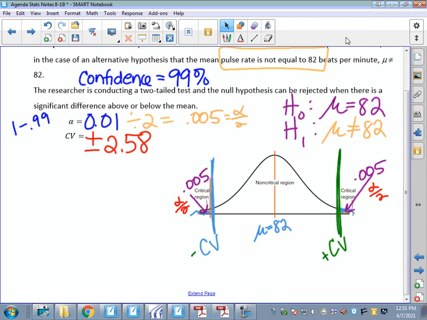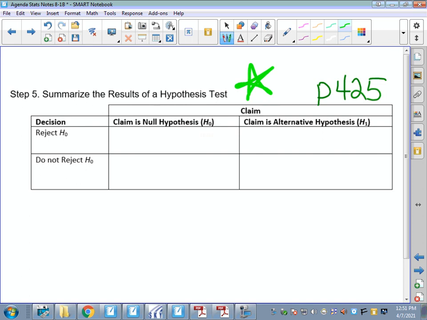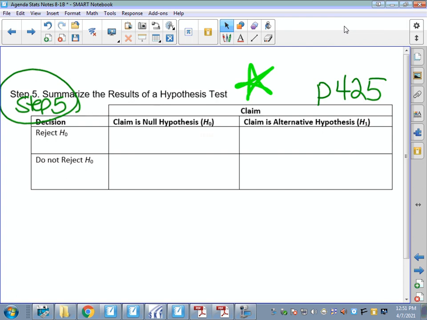All right, so let's see. What else do we have to talk about? Okay, so I'm going to ask you to figure out critical values. And this is a big thing. You should probably highlight this or put a big star next to this. This is also on page 425 in your book. This is going to be the last step, step 5, for every single hypothesis we do.